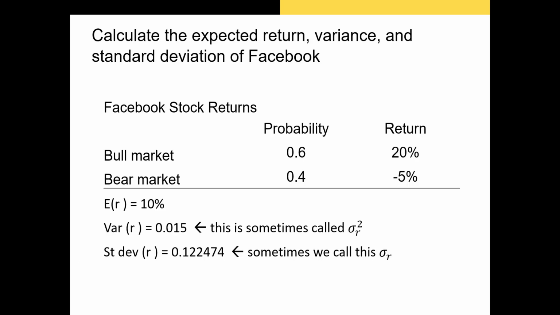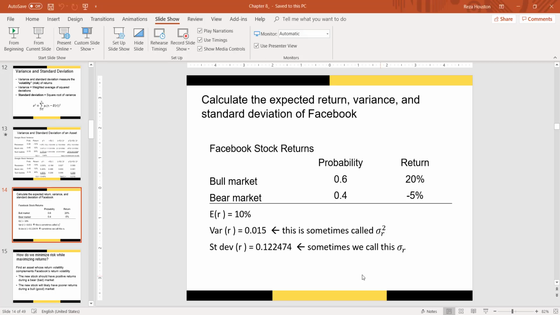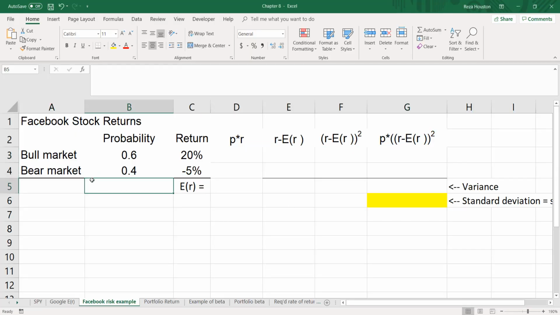In this example, I'm actually going to work in Excel. So we have Facebook stock, and there's two possible market states that could occur, a bull market and a bear market. The bull market occurs with 60% probability, and the bear market occurs with 40% probability. Return in the bull market for Facebook is expected to be 20% and negative 5% in a bear market. So what I'm going to do is calculate the variance and the standard deviation of Facebook stock, given this information. So I'm going to go over to Excel, and I'm going to work this problem.